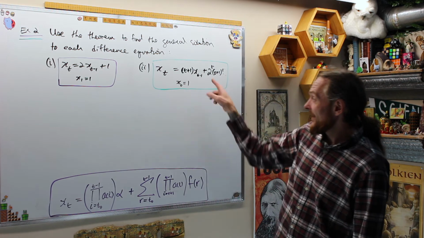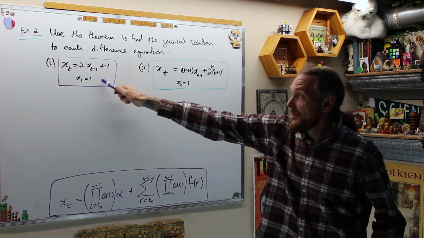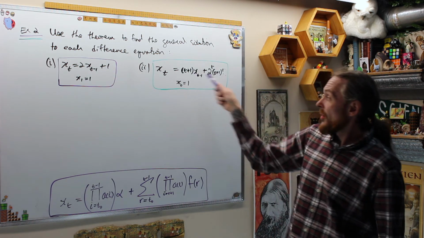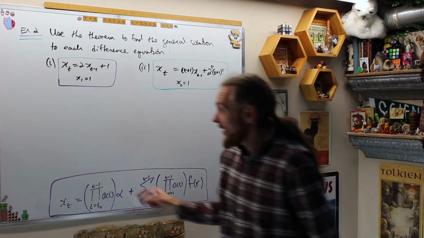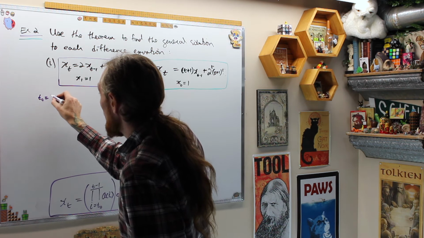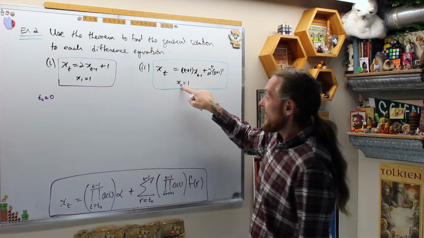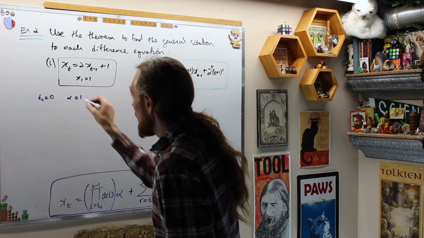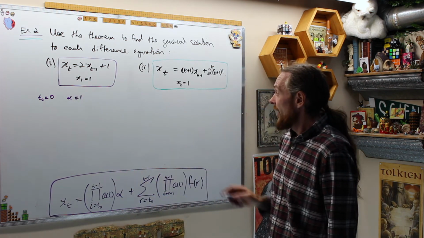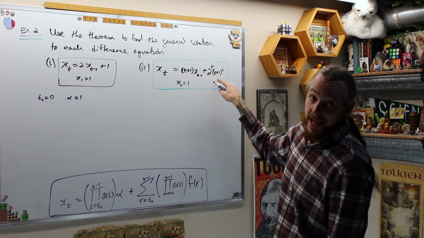How do we do that? In this one, we're going to do the same thing we did for this simpler scenario. We're going to define what everything is. First of all, in here, I need to know what t naught is. t naught is going to be 0 in this case. That's my starting point. We also know that alpha is going to be 1 again.